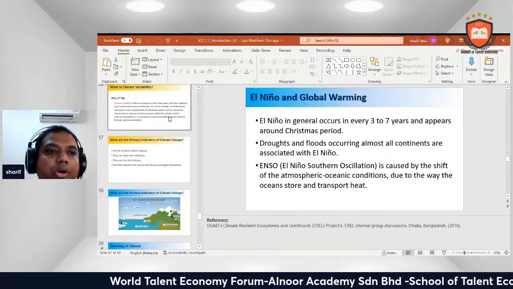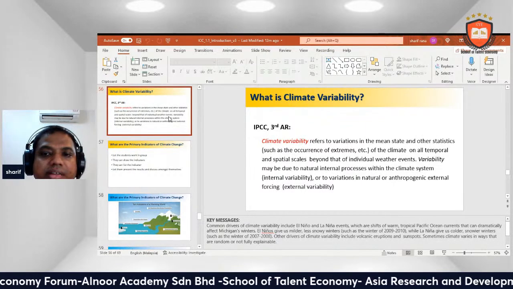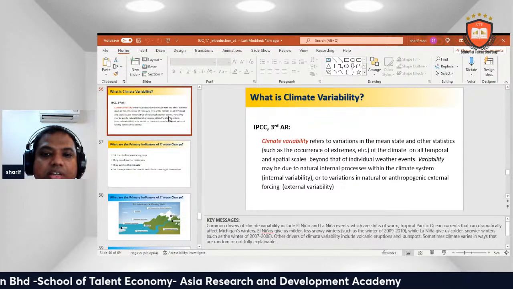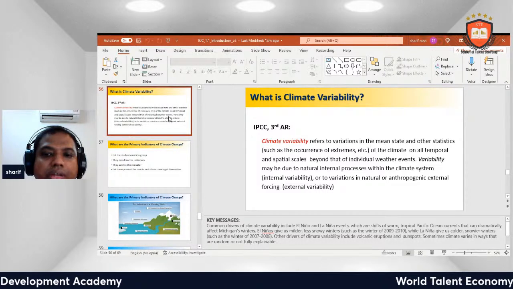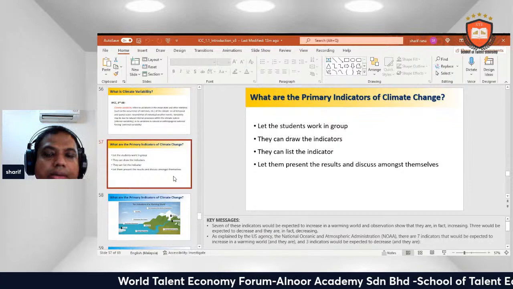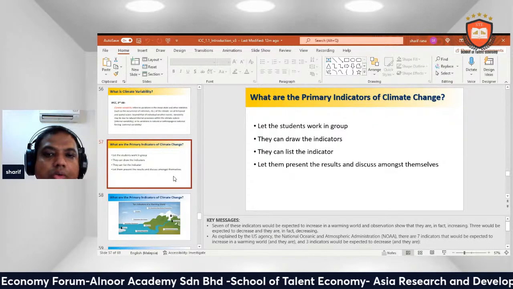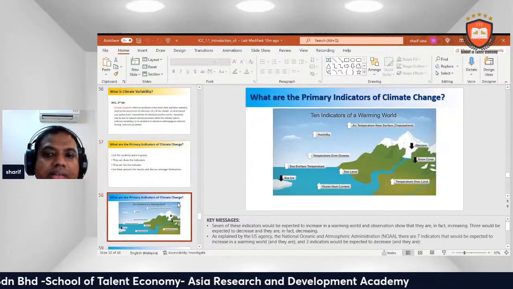So if we focus on climate variability: it refers to variations in the mean state and other statistics of the climate on all temporal and spatial scales beyond that of individual weather events. Variability may be due to natural internal processes within the climate system or to variations in natural or anthropogenic external factors. What are the primary indicators of climate change? Let the students work in groups, list the indicators, present the results and discuss amongst themselves.